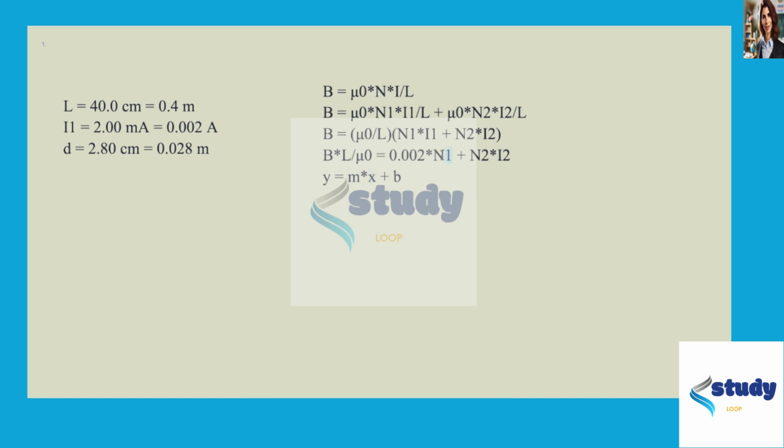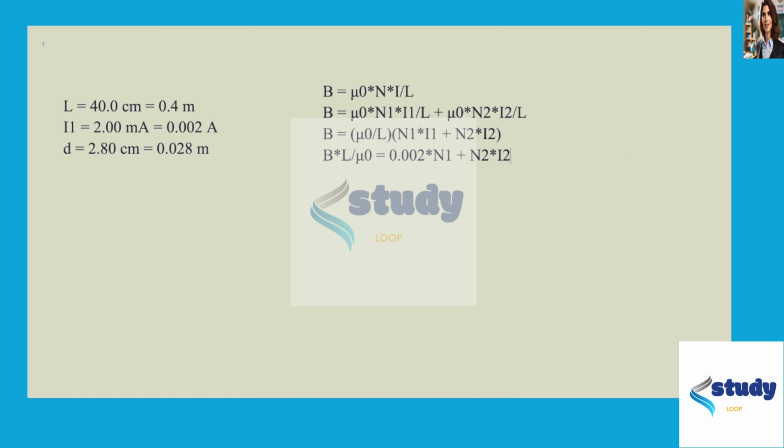And then we have this other constant here, 0.002 times N1. Again, N1 is just a constant we need to determine, and that's our b. And y is just the resulting variable that we're going to get. So this is in the form of a straight line, and that's why we expect to see this straight line when we plot this data. Now we need to actually calculate the number of windings, N1 and N2. So we're going to want to use our graph here for this.